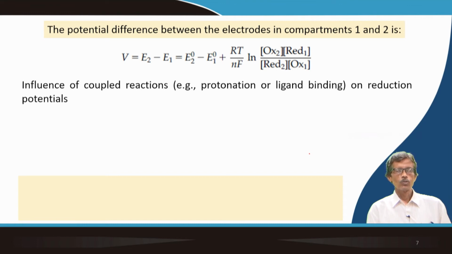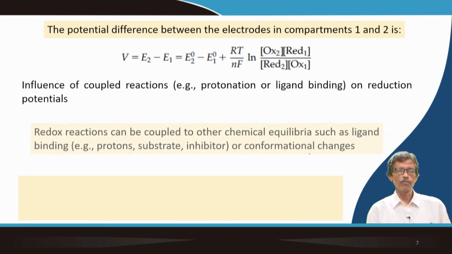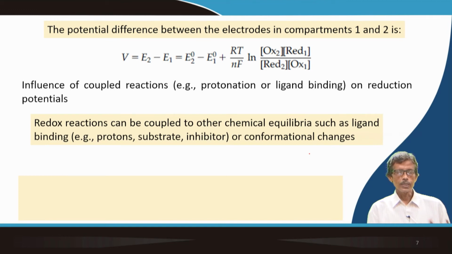So, when we couple these two reactions together along with other coupled reactions, such as I told you, the protonation or ligand binding following electron transfer, it will have some profound effect on the reduction potential values. These redox reactions can also be coupled to other chemical equilibria such as ligand binding, protons, substrate or inhibitor, or a conformational change, which is very crucial also.